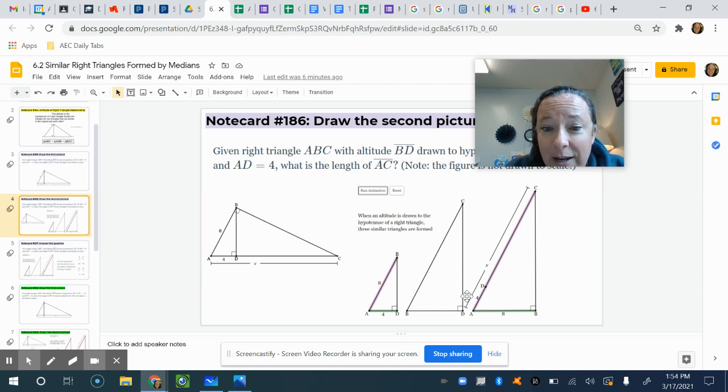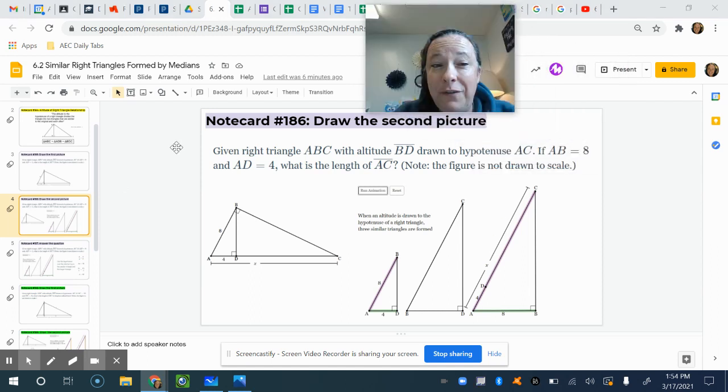So then we draw the second picture here. Yes, you need to draw all three of those. Yes, I want you to label them. I want you to color them. Use a highlighter, use a marker, something so you can see that this 8 and the X go together and this 4 and 8 go together. That is note card 186. Pause me and finish that.